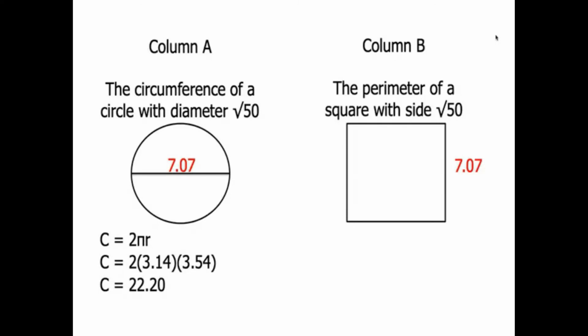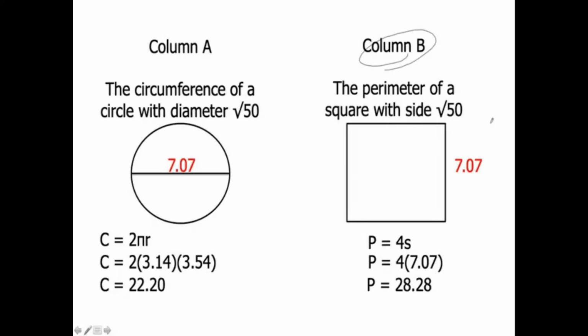All right, let's take a look at column B, the perimeter of a square with a side of root 50. Well, the formula for the perimeter of a square is 4 times the side of the square, right? We have 4 sides. All of them are equal. I'm just going to add them up 4 times, and that gives me the perimeter. So it's 4 times 7.07, which is 28.28. And clearly then, I can say that column B is the greater value using my math.